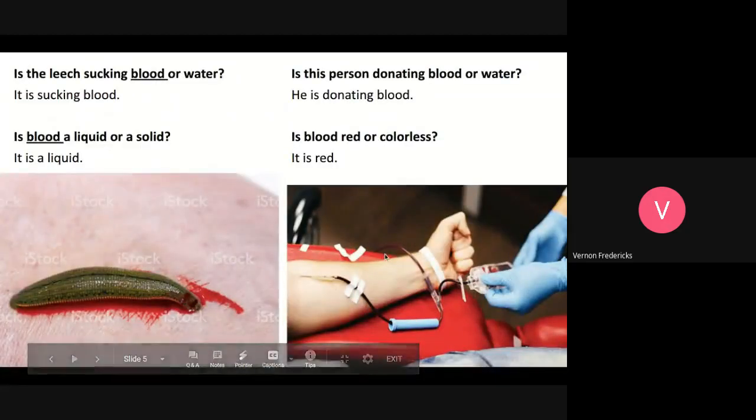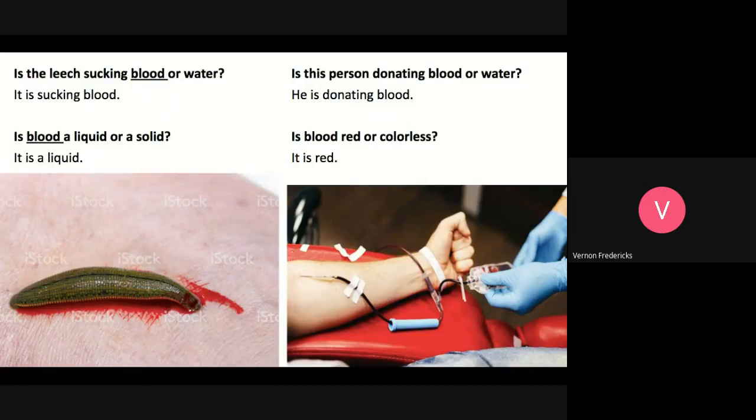Next slide. Picture 1 and picture 2. Let's read picture 1. Is the leech sucking blood or water? It is sucking blood. Question number 2: Is blood a liquid or is it a solid? It is a liquid. So in picture number 1, the leech is taking the blood out of the person's body.